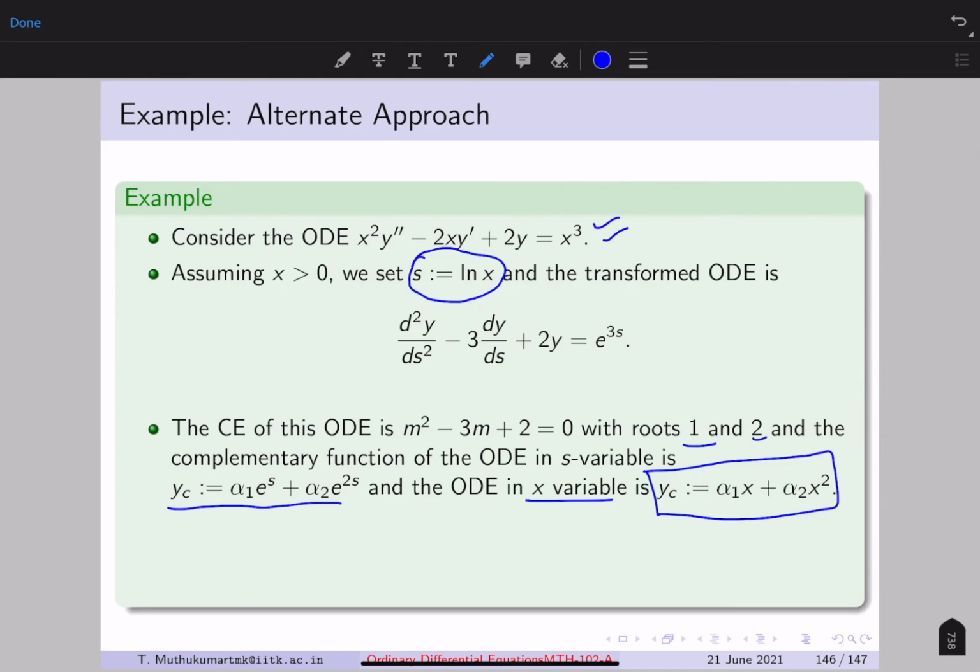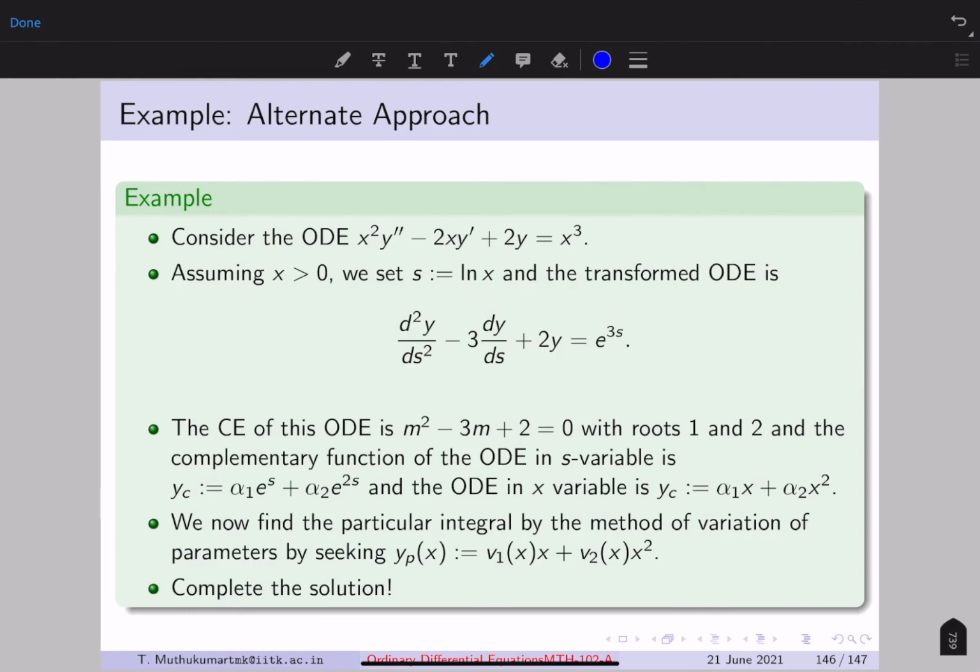Now what you do is that you look for a particular integral by solving for v1 and v2, right? This is the method of variation of parameter. So this is a second order equation. Do as we said. So you find v1 and v2 by solving the matrix equation and add that, and then you can verify that you will get the same answer that we got on the previous slide. So I leave it as an exercise for you.